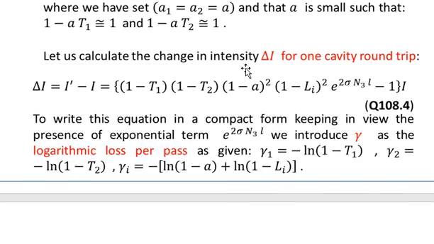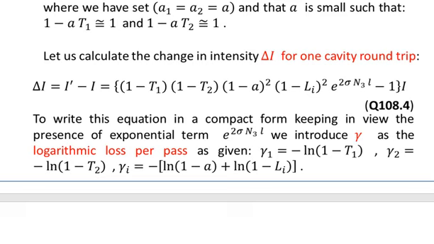Let's calculate the change in intensity delta I for one cavity round trip, which is given by delta I equal to I prime minus I. That can be written by substituting the values of I prime in terms of the parameters, that is, we have used the values of R1 and R2 from the above equations in writing the expression for I prime. You see that at the end we have multiplied it with capital I outside the curly bracket.